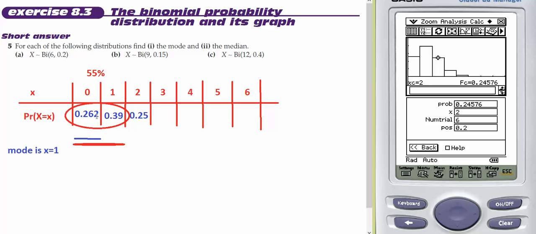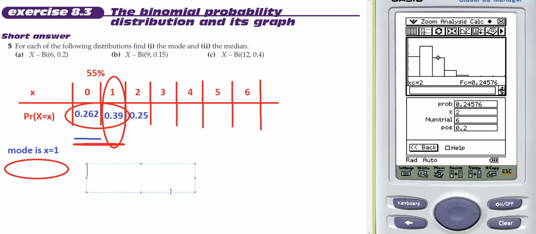So since there was 26% up to here and 55% up to here, the median value has to be 1. It's in here that 50% will be below and 50% will be above. So the mode is x equals 1 and the median is also x equals 1 in this particular case. Okay, let's look at question B.